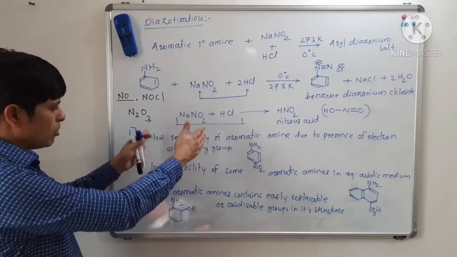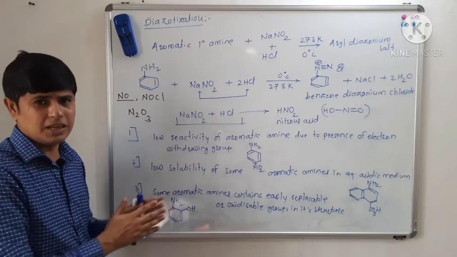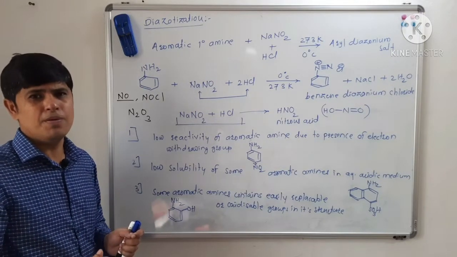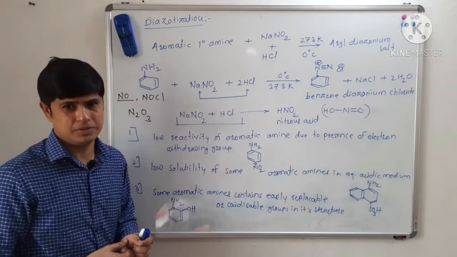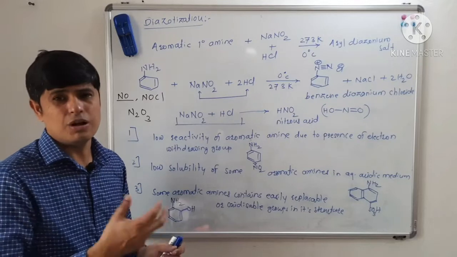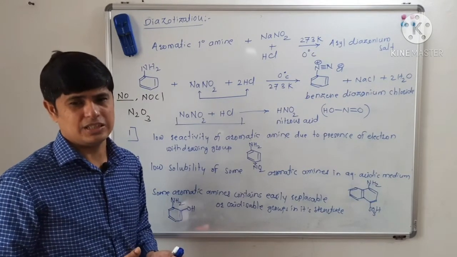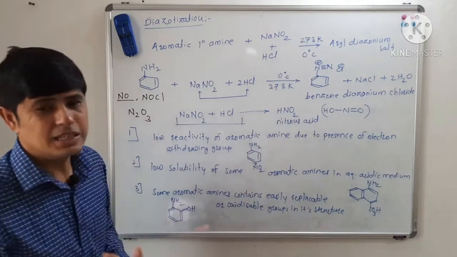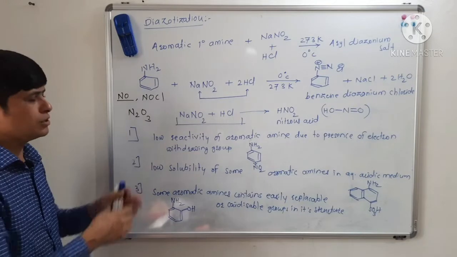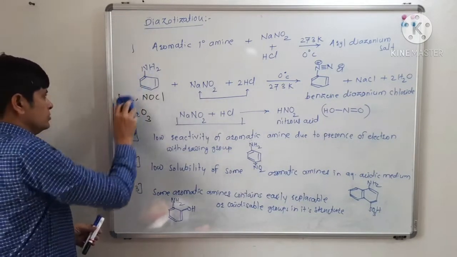So these are some difficulties. Because of these three types of difficulties, we have to think about different types of diazotization reaction. Let us see which are those different types of diazotization reaction. You can note it down. I think you have noted it down.